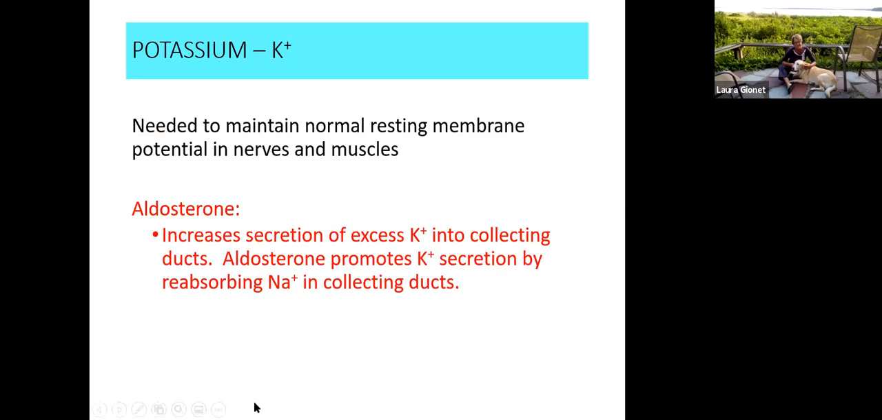Remember that. Right, potassium is needed to maintain resting membrane potentials, as you know. Aldosterone increases secretion of potassium into the collecting ducts. Aldosterone promotes potassium secretion by reabsorbing sodium in the collecting ducts. So both of those things are going to have to happen. But if you need to eliminate potassium because you're what's called hyperkalemic, you need to remove potassium because those potassium levels are very irritative, so to speak, to cardiac muscle contraction. Remember, normal levels of potassium are only about 3.5 to 5.0 milligrams per deciliter, and even small deviations from normal can produce cardiac arrhythmia.